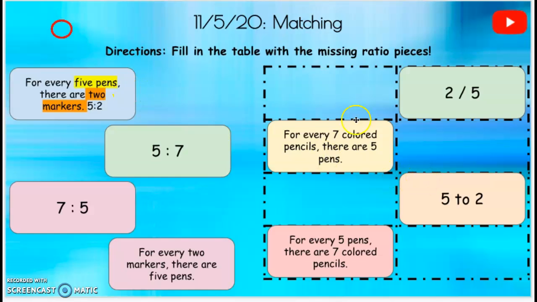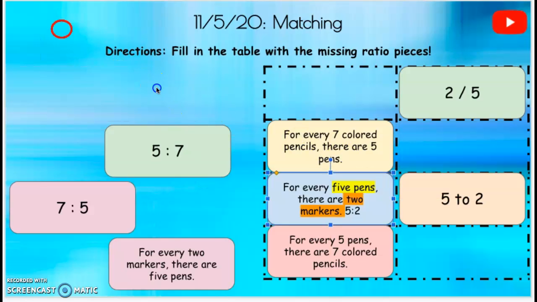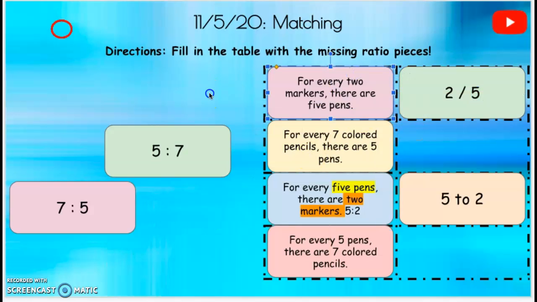5 to 2, or 5/2. Here we go, 5 to 2. Remember, order matters. All right, so let's hope that this last one matches up with 2 to 5, or 2 with that fraction 5. For every 2 markers, there are 5 pens. So we have 2, and then a 5. Yes, indeed. So we are going to match that one there.